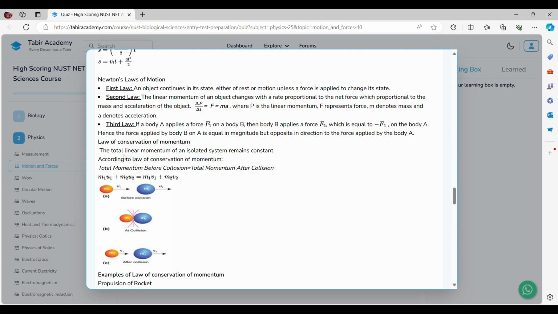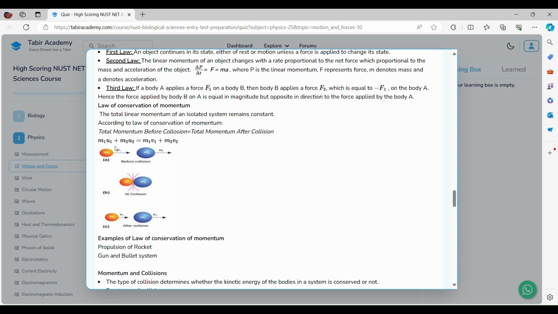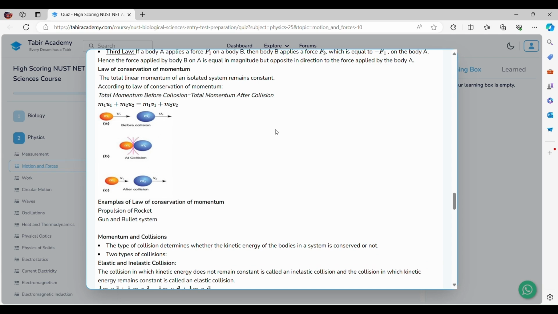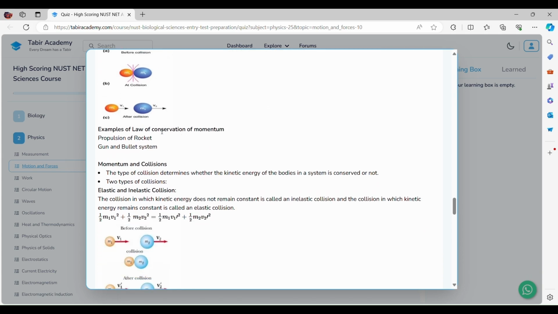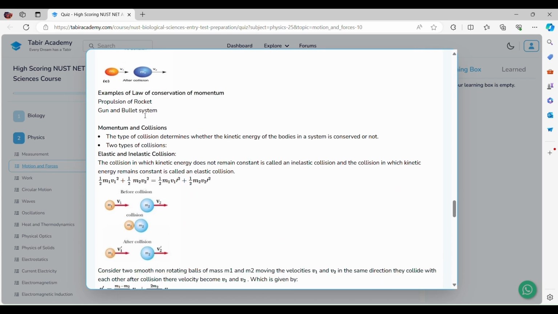Law of conservation of momentum, the total linear momentum of an isolated system remains constant. According to law of conservation of momentum, जो total momentum होता है before collision वो after collision भी same होता है. m1u1 plus m2u2 equals m1v1 plus m2v2. You can refer to this image. Examples of law of conservation of momentum, ये जैसे rocket propulsion होता है या फिर gun और bullet system होता है. Momentum और collisions. The type of collision determines whether the kinetic energy of the bodies in a system is conserved or not.